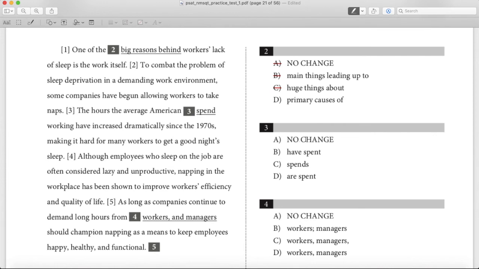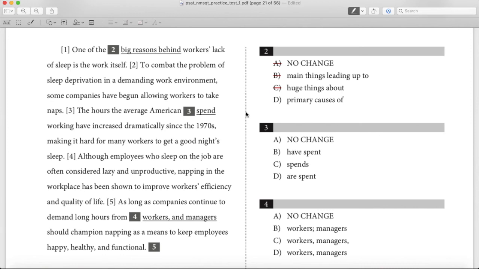So let's ask the question. What is the subject of the sentence? The average American. Not the hours. The average American, right? Because you ask yourself, who or what is doing the spending? It's the average American who is doing the spending here. Caroline, is the average American singular or plural? It's singular, right? There's one average American. Americans would be plural, but the average American is singular. Does that make sense?